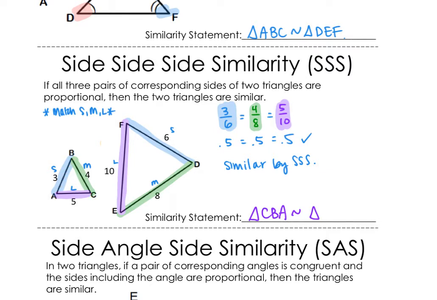The way you can think about it is I started with C, which is made up of the large and the medium side. So the large and the medium side make up angle E. So we're going to start with angle E, then we're going to go to angle D, then F. So E, D, F. So triangle CBA is similar to EDF.